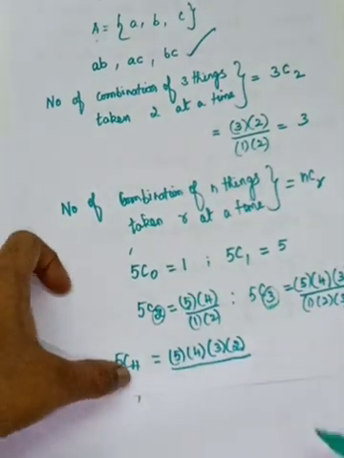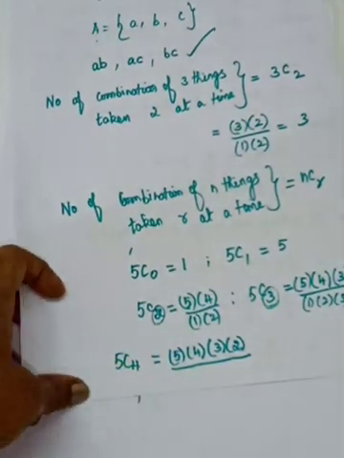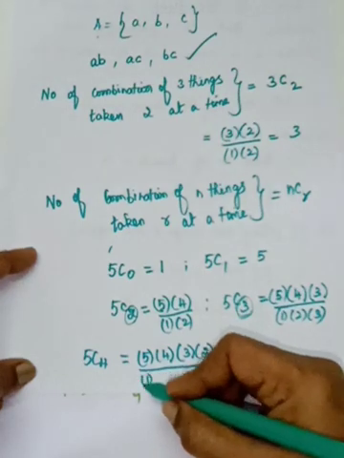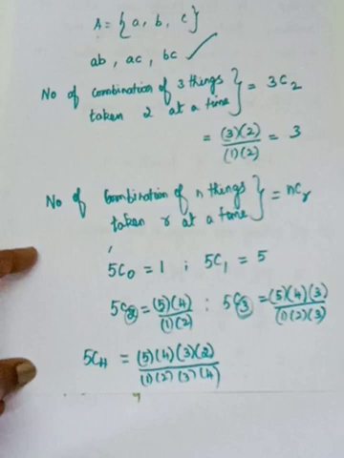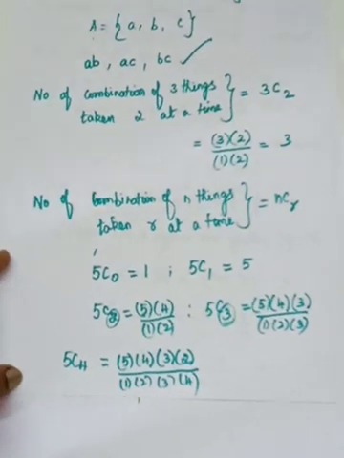Divided by, what do you have to write? 4 factorial. 4 factorial means it is 1 into 2 into 3 into 4. This is the evaluation of combination. You see that.